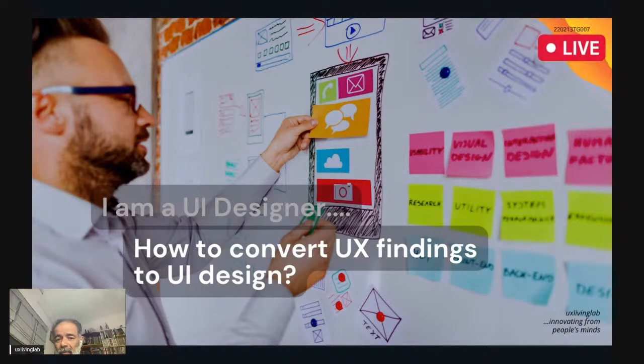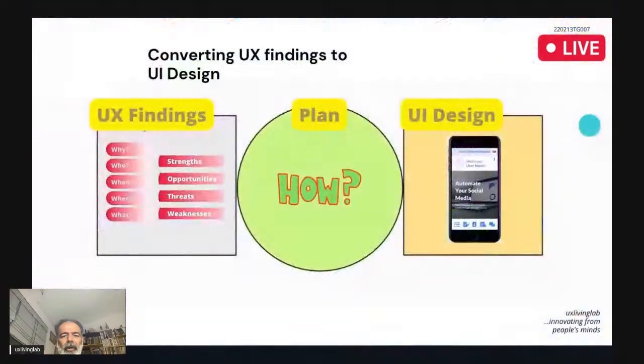Last week we talked about how to listen to users, and this week we are talking about how to convert UX findings, after listening to the users, to UI design. I'm just briefing what we had last week. We started with the 5 Ws: why we had to hear users, whom to listen to, when, where, and what we have to listen to. These are the basic questions we discussed last week.